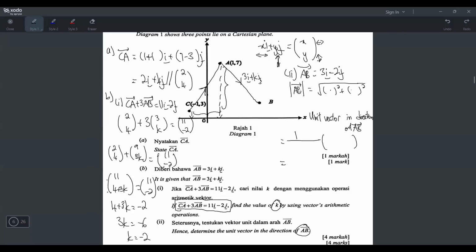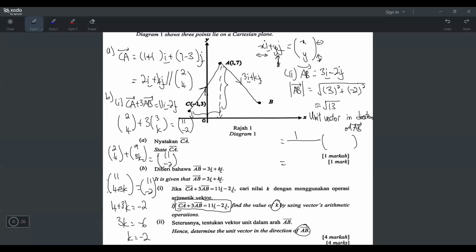But for AB, you don't go and put for CA. If you put for CA, then later you are finding the magnitude of CA. You're finding the magnitude of AB, so of course you put 3 and negative 2. Okay, if you press all this, you will get square root 13. Square root 13, actually you cannot simplify this number. Why do I say that? Because 13 cannot be divided by any perfect square. Okay, if one day this number can be divided by a perfect square, you should simplify it.